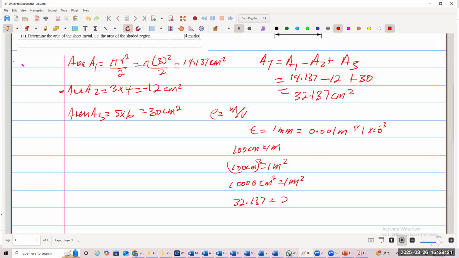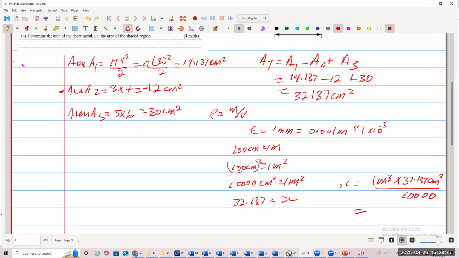So in other words, this is going to be equal to 1 meter cubed times 32.2137 centimeters squared divided by 10,000. And what is that answer, please?